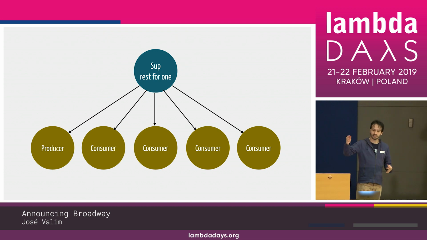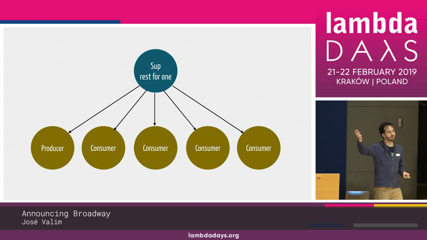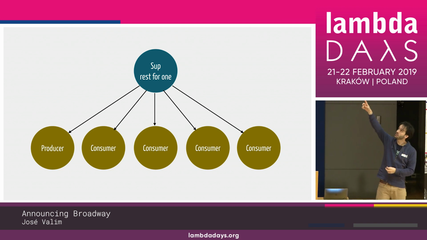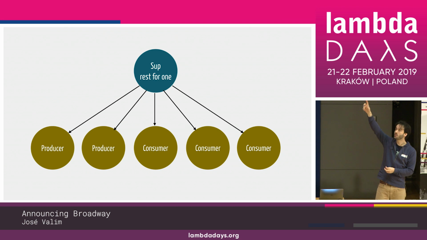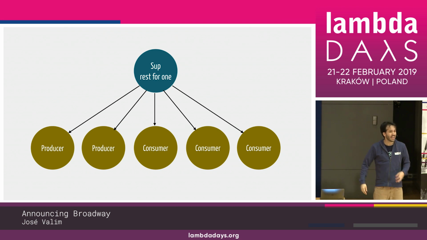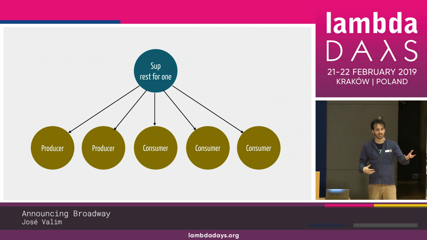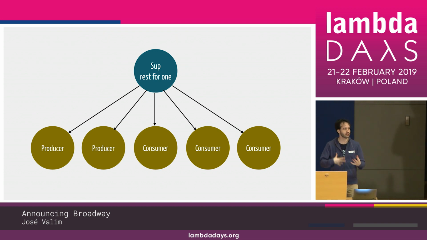And now this rest for one strategy does not work anymore, because if the first producer crashes, you don't want it to bring the other producer down, right? Those producers are unrelated. In fact, if one producer crashes, you don't even want to crash the other consumers anymore, because those consumers can still be processing the data from the other producer. So you have to start re-engineering things again.